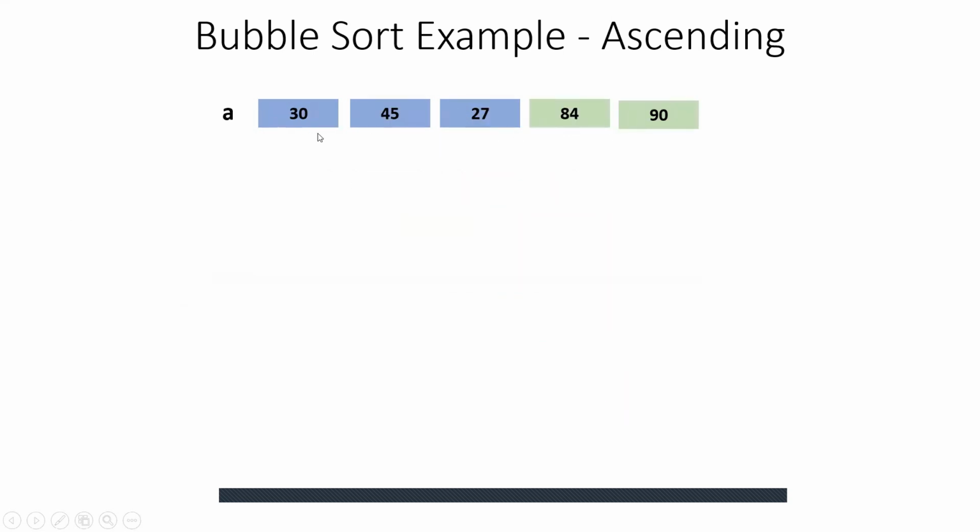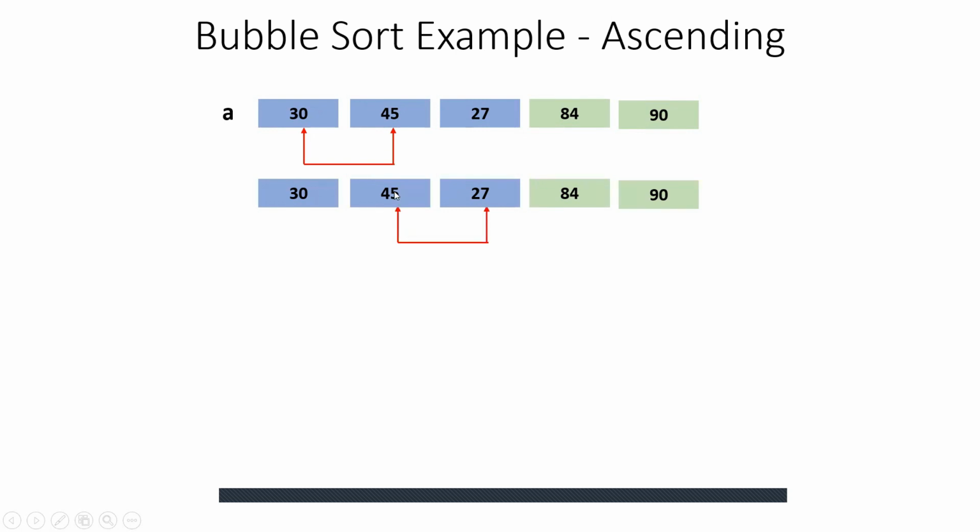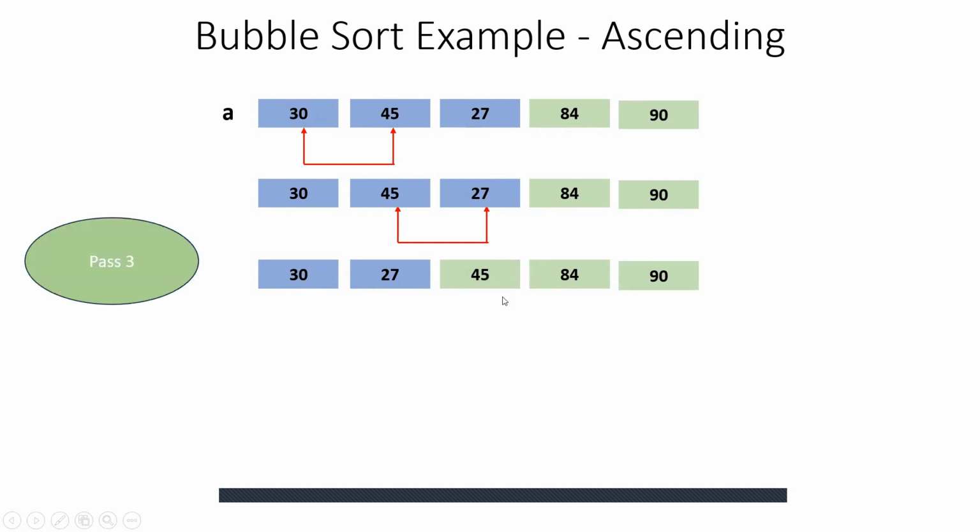Continuing on, this is the position now after pass 2. Compare 30 with 45. No change. So the array elements remain as it is. Compare 45 with 27. Yes, they should change. They are not in the correct order. So 30 remains as it is. 27 comes first, then 45, 84 and 90. Now, do I need to compare 45 with 84? No, these two are already sorted. I know that these two are already in their correct place. So there will never be a swap at this point. So we will stop pass 3 at this point. 45 has reached its correct place.